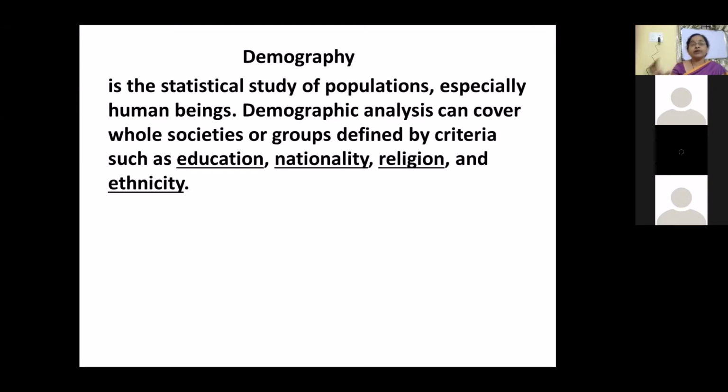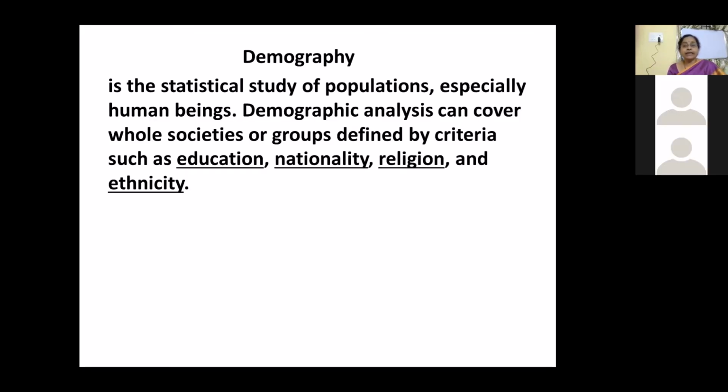Like how many girls are attending school? How many boys are attending school? Is there a balance in the ratio between the existing boys and girls, whether they are attending school or not, or whether they are continuing to higher studies like undergraduate and graduation and all? All that will be taken care of with this kind of criterion, education, when they conduct a demographic study.